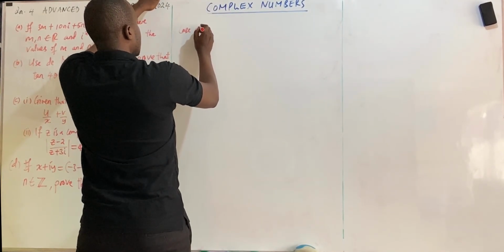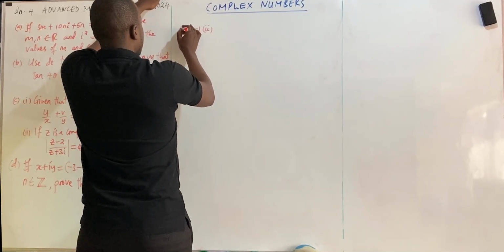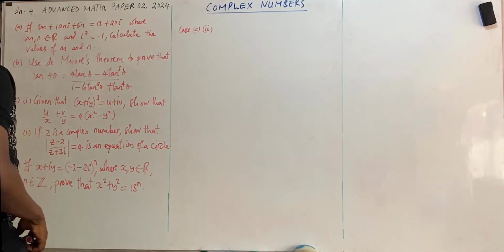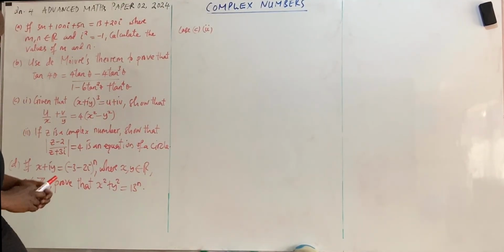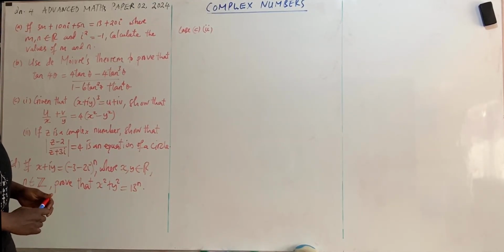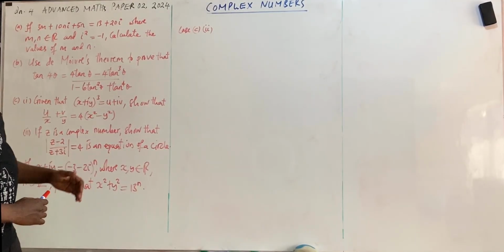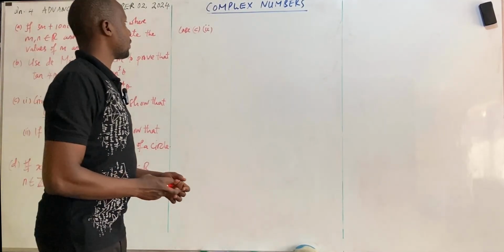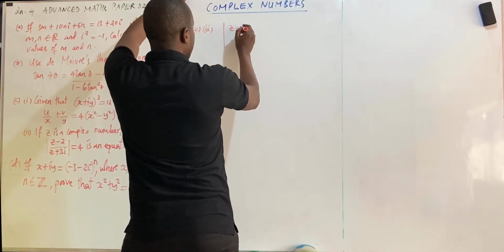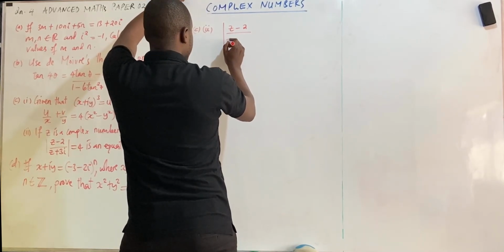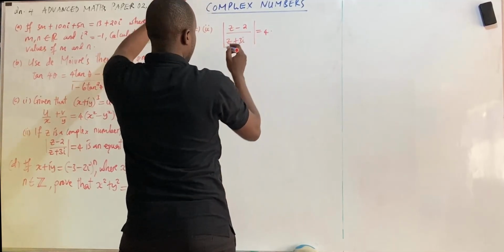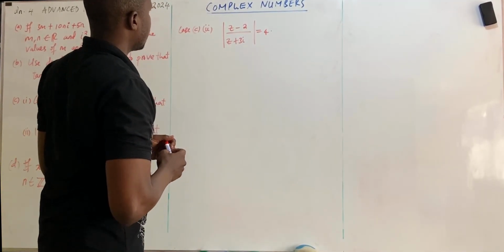So part C, Roman 2. Now in Roman 2, if z is a complex number, show that the modulus of z minus 2 over z plus 3i equals 4 is an equation of a circle. So here we are provided with the expression modulus of z minus 2 over z plus 3i equals 4. So we need to show that it is an equation of a circle.